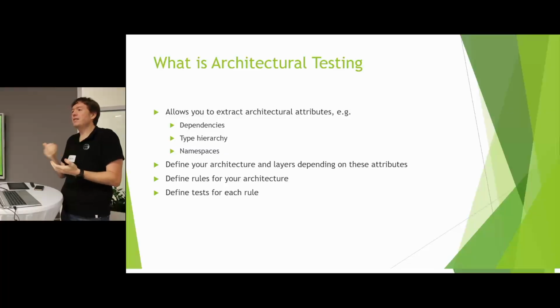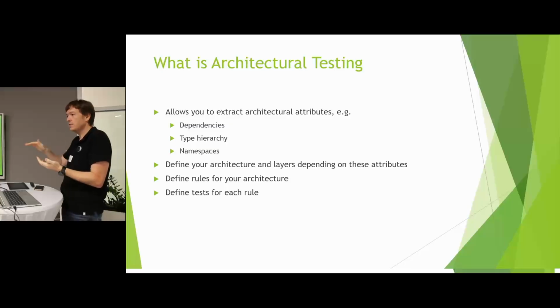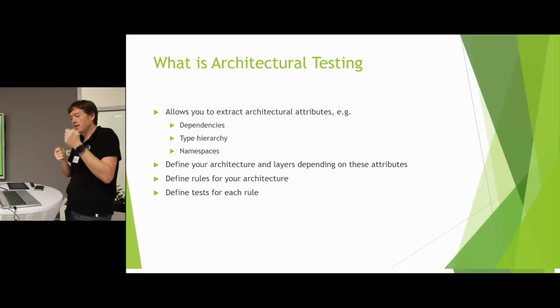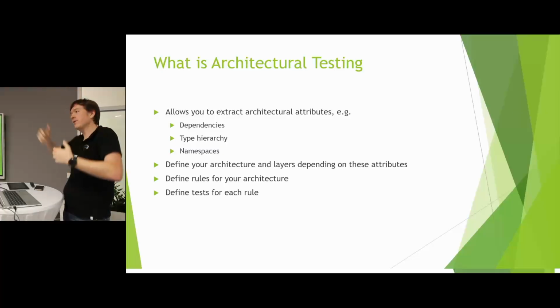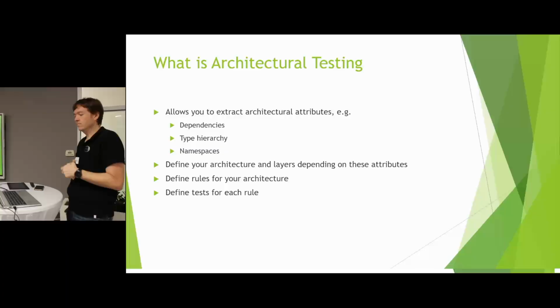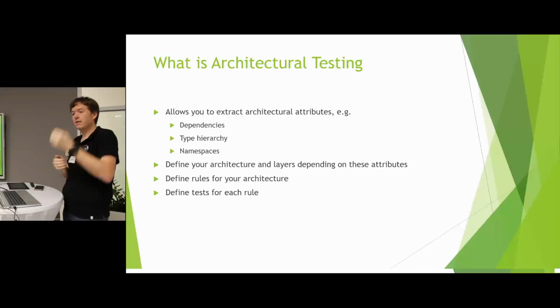You define the layers. For example, you have a host layer. The host layer has this and this and this assembly, but only if this namespace is in that file. You define your rules. For example, that something can only depend on something else. And then you run tests which say, okay, use this rule on this layer, use this rule on this layer, and you mix and match your rules for your tests.